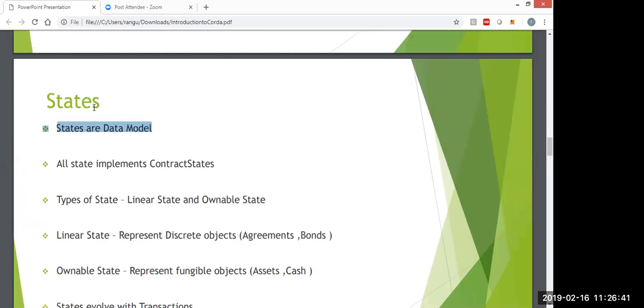That gets fitted into Corda. So states are more like POCO classes. I believe the audience would have definitely been introduced to a framework like Java, .NET, COBOL, or whatever language it is, and you must be aware of POCO classes or POJO classes. So this is more like an entity. Assume we are building an application called IOU.